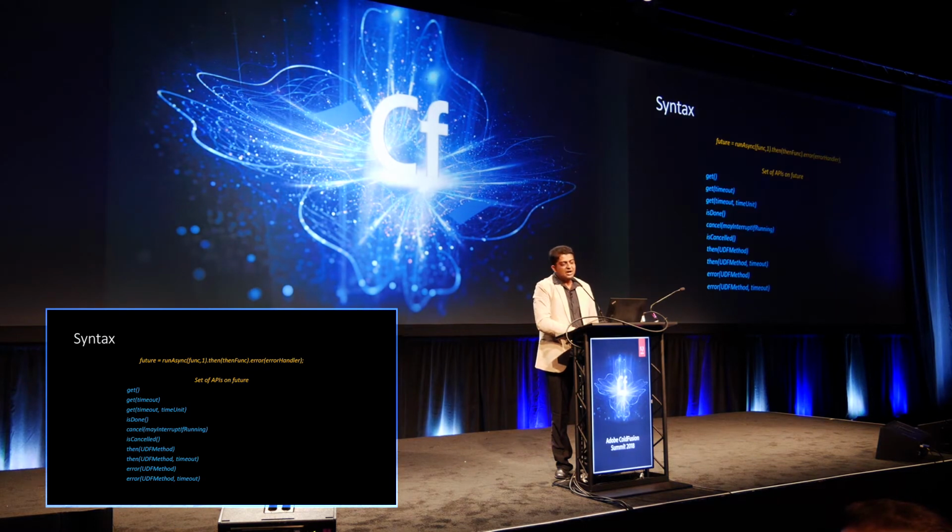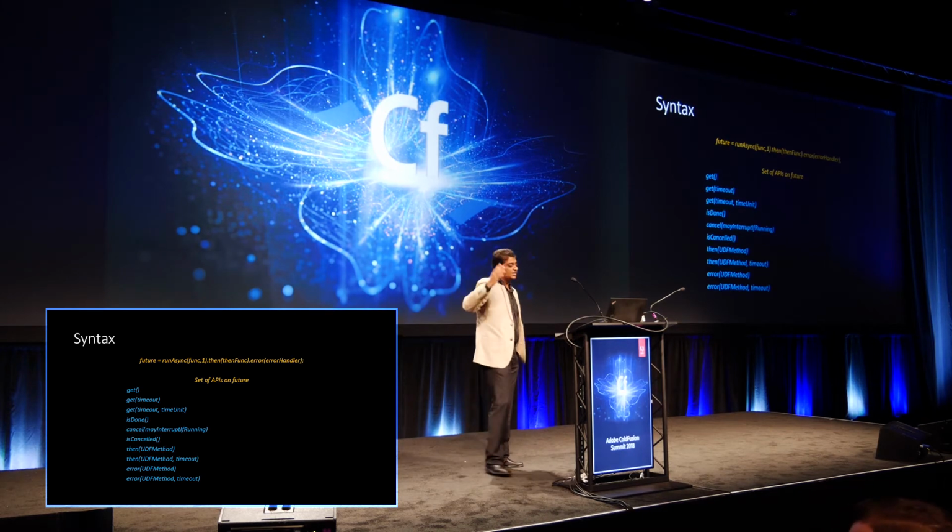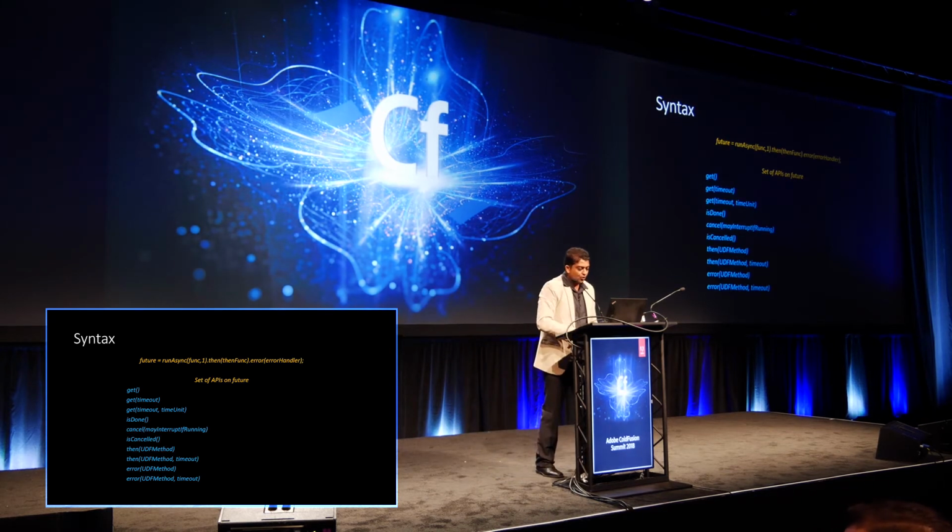So there are various other methods available on future. You can do a get. You can check if the parallel execution is done through the isDone. You can cancel the parallel execution as well through the future. So all of these are various other methods available. So that is how easy asynchronous programming is.